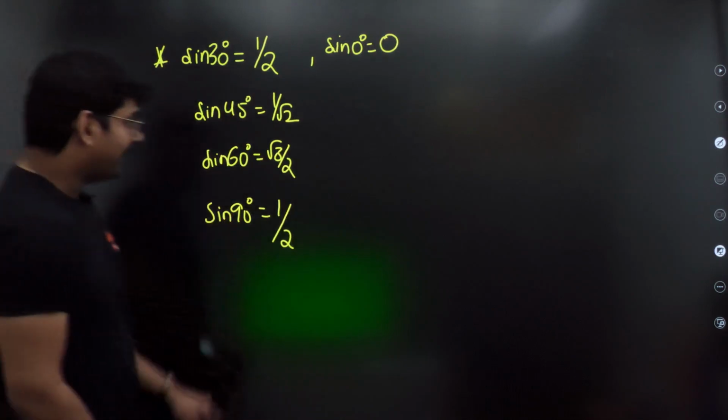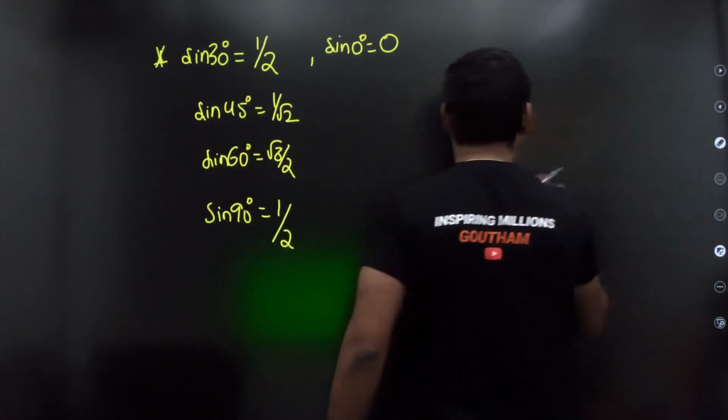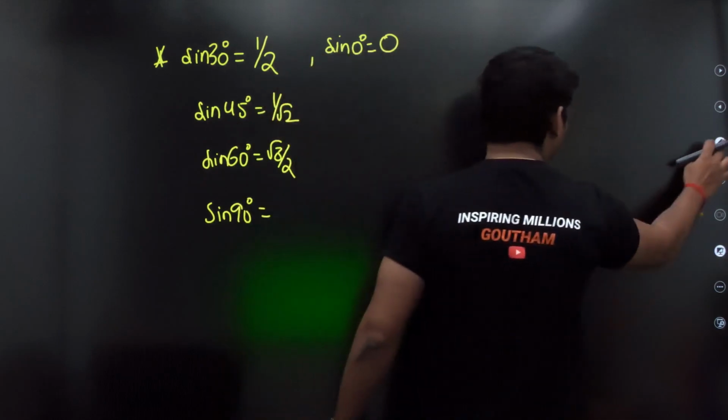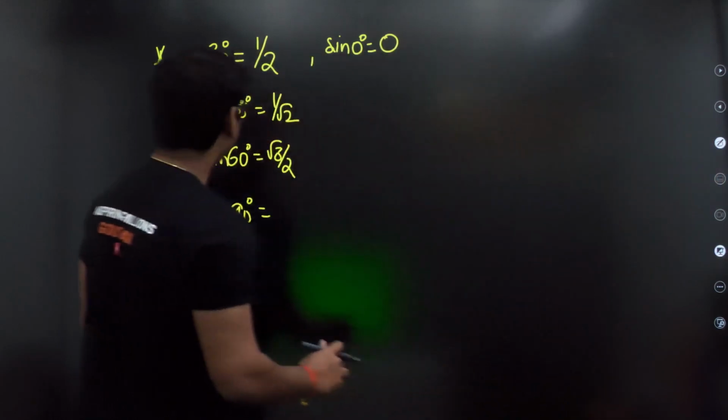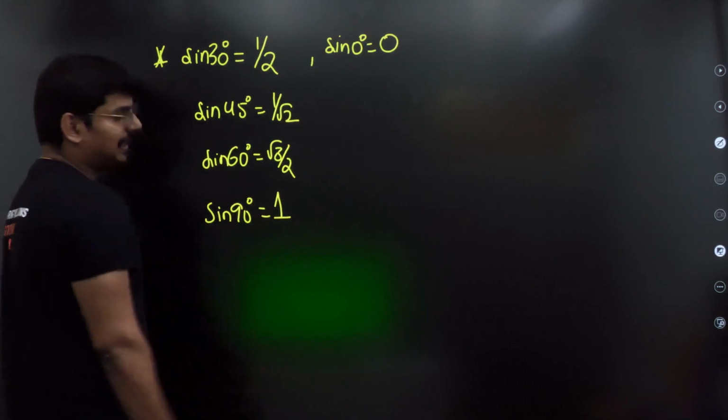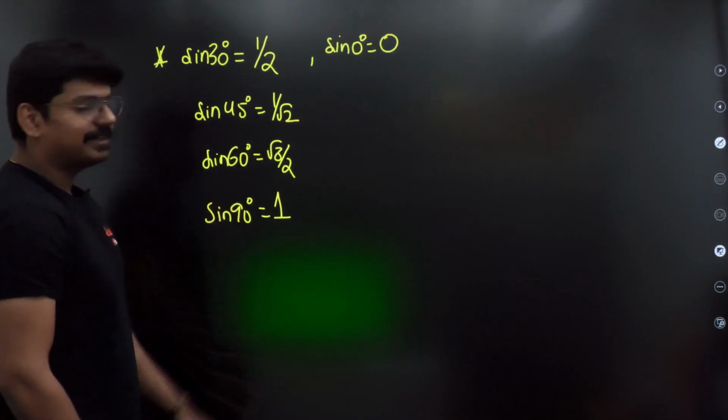Okay, sorry, sine 90 is not 1 by 2. I'm very sorry. Sine 90 is basically 1. So these are the standard values of the standard angles.